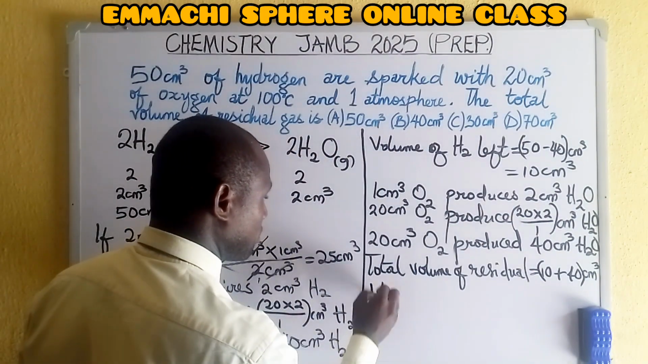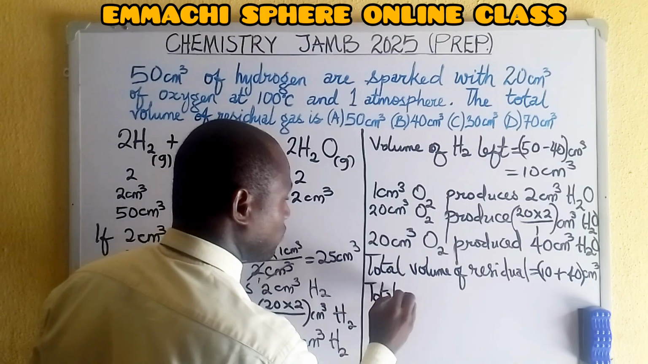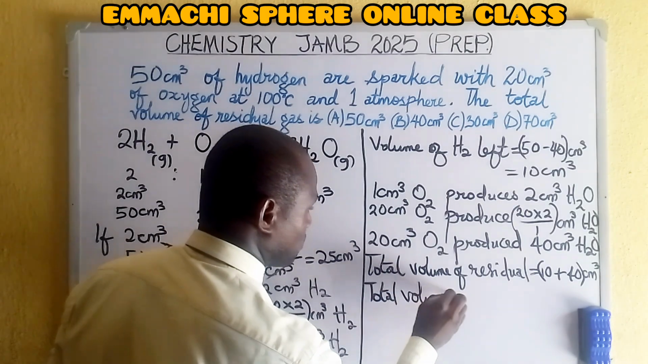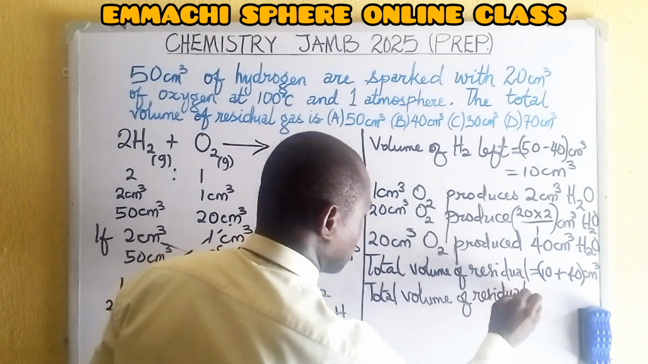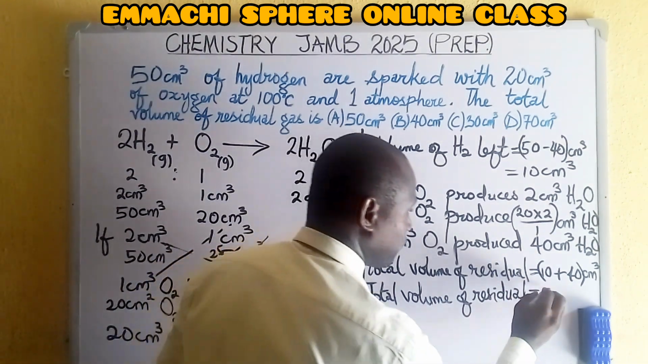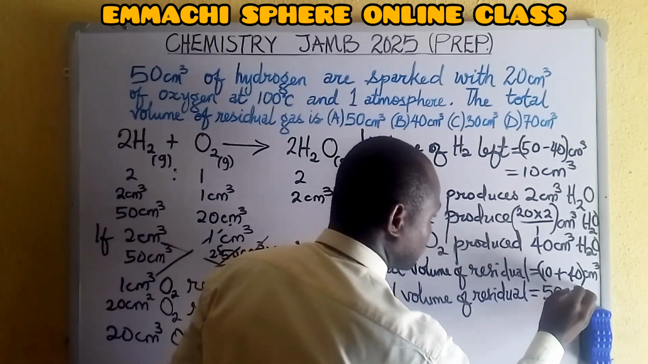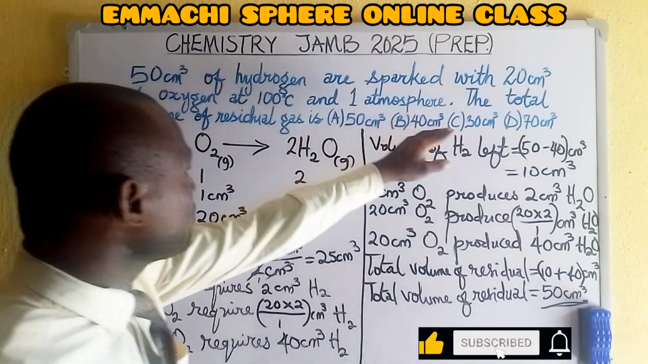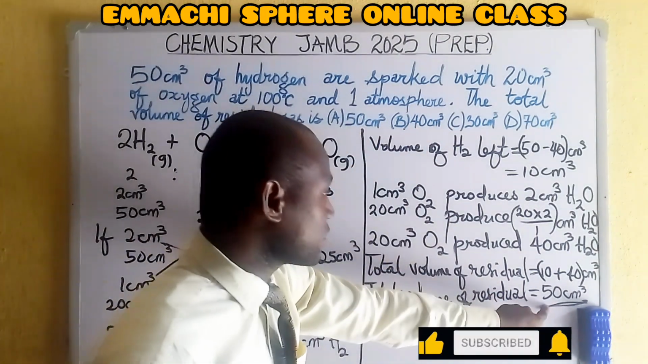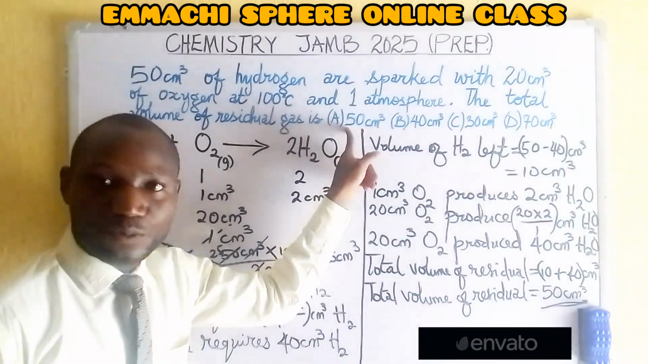So the total volume of residual gas is equal to 50 cm³. So let's check. From the options here, option A is the correct answer because it is 50 cm³. Thank you.